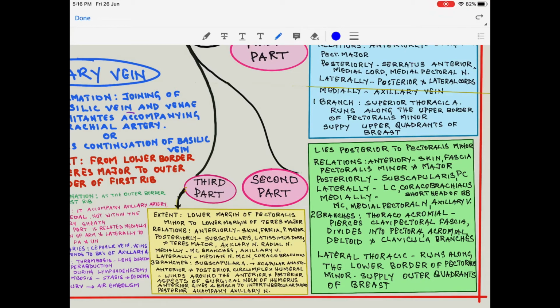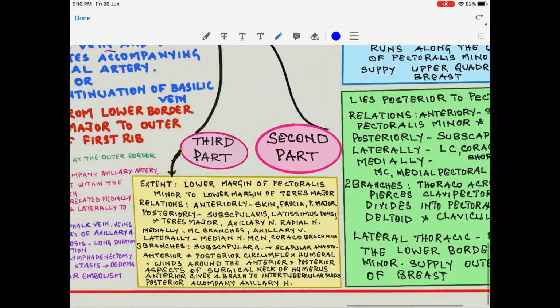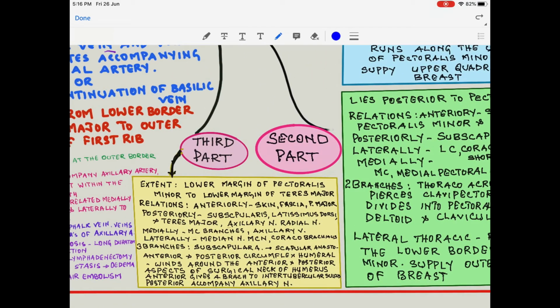Now the third part. It extends from the lower margin of pectoralis minor to the lower margin of teres major muscle. Anteriorly, it is related to skin, fascia and the pectoralis major muscle. Posteriorly, it is related to subscapularis, latissimus dorsi and teres major, which form the posterior wall of the axilla. Other than that, axillary nerve and radial nerve.